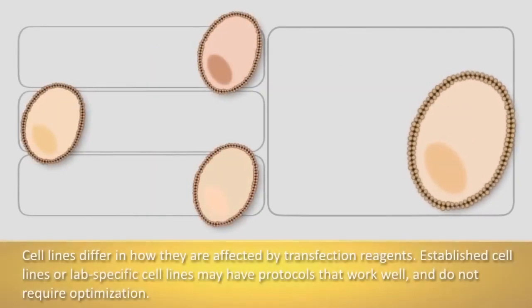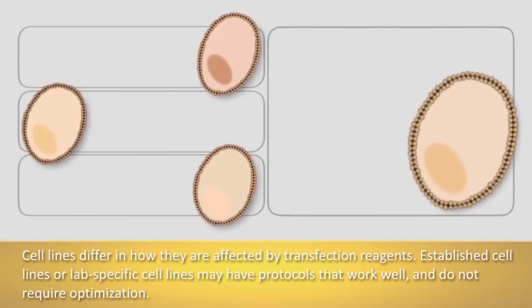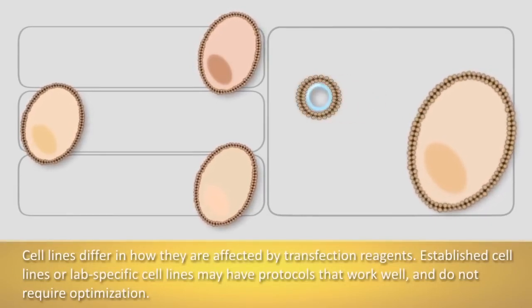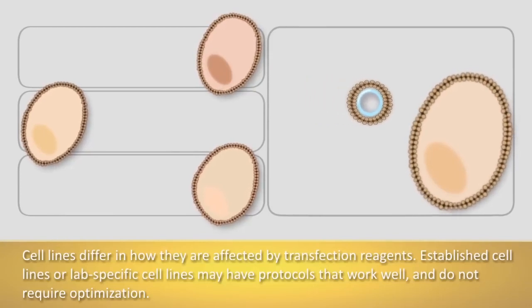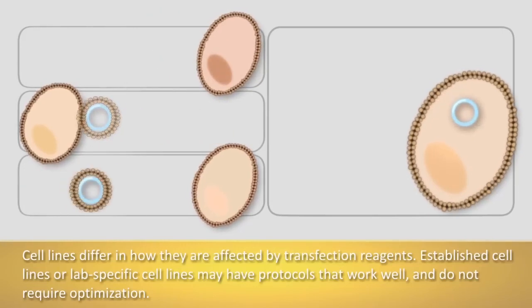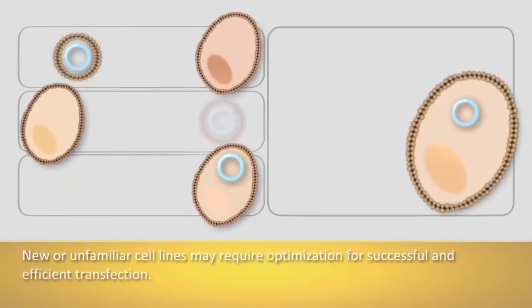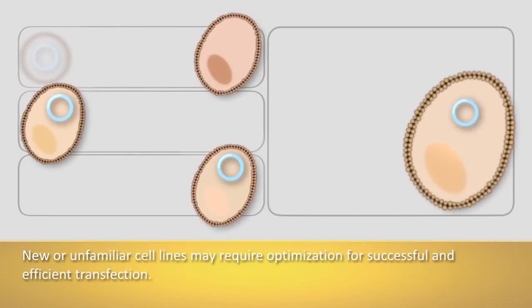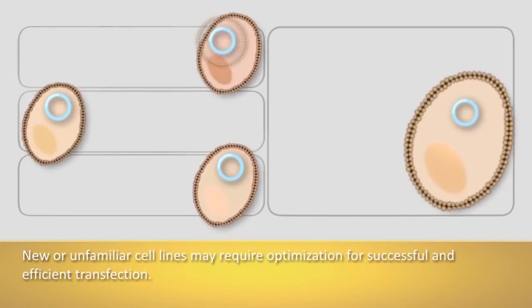Cell lines differ in how they are affected by transfection reagents. Established or lab-specific cell lines may have existing protocols that work well, thus saving someone new to transfection the work of optimizing the transfection conditions. However, new or unfamiliar cell lines may require optimization for successful and efficient transfection.